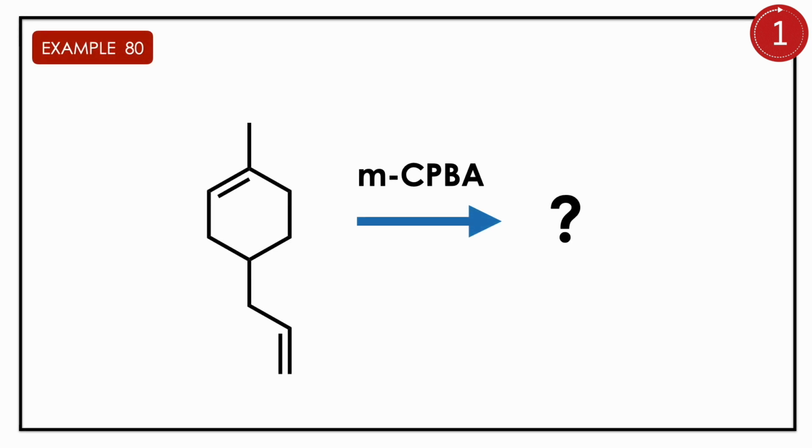Then the next example, you have cyclohexene. Side chain you have alkene and methyl group. You are reacting with meta-chloroperbenzoic acid. You should find what will be the final product.